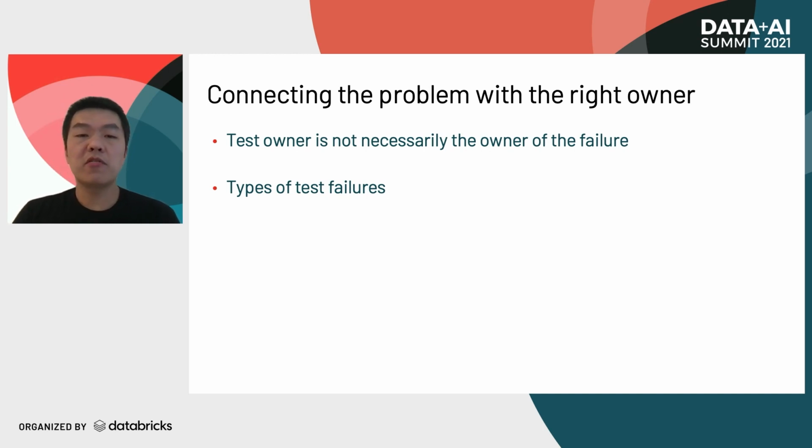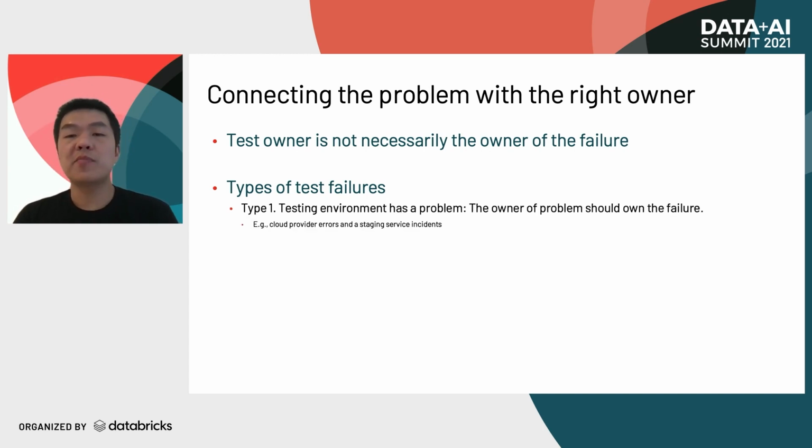The first type of failure is problems caused by testing environment issues. For example, an integration task that needs to launch a cluster failed to launch the cluster. For this type, sending the failure to the task owner doesn't help. Because task owners are often not the owner of the testing environment, instead, we need to find the owner of the problem.